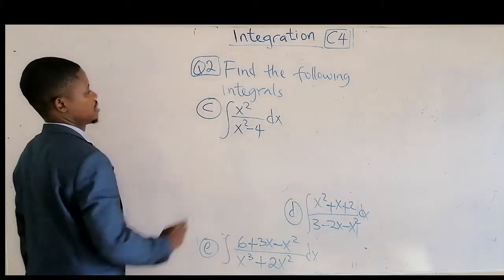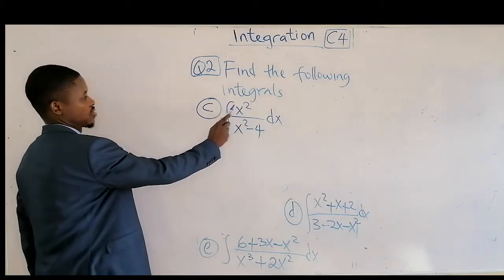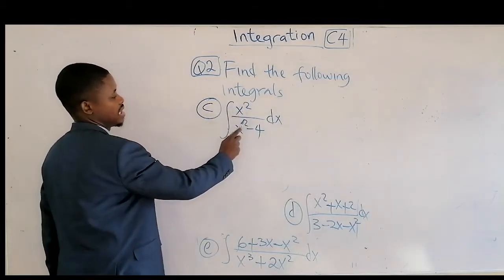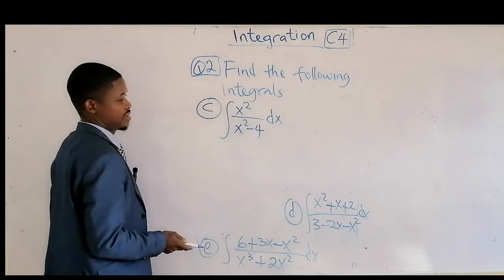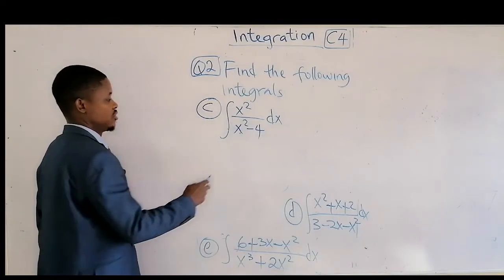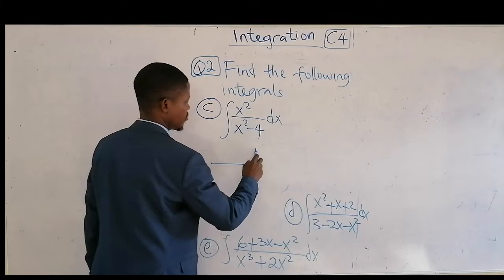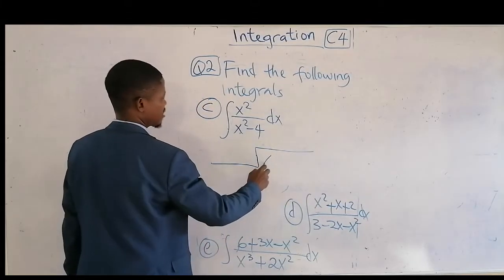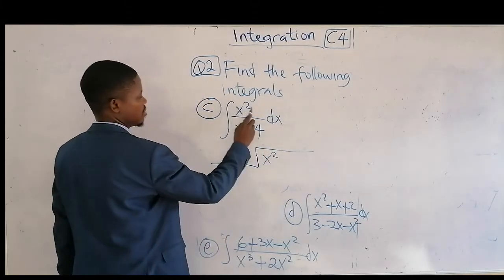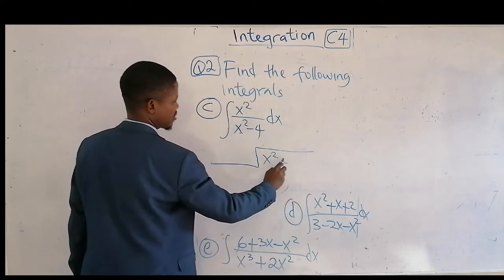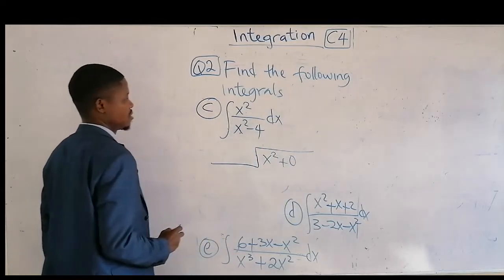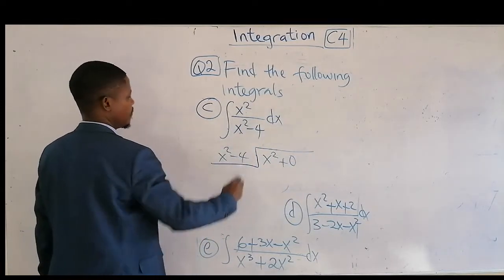For 2c, you should also check if the powers of the numerator and denominator are the same. When that happens, you do your long division, your polynomial division, which will be x squared plus 0, then x squared minus 4.